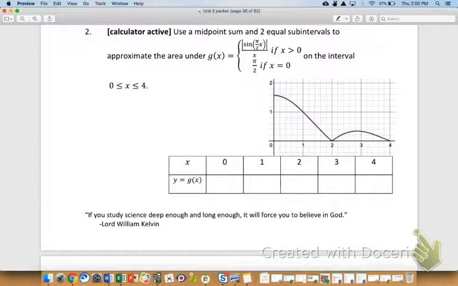So notice this one says use a midpoint sum. Again, hopefully that goes along with the video well. I gave you a nice table there. I gave you a graph. We can draw on the graph if we need to. We'll get this one figured out. Yeah, I think the graph and the table both really help.